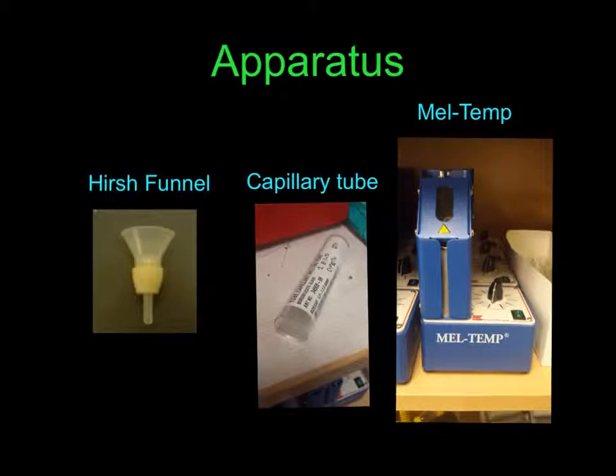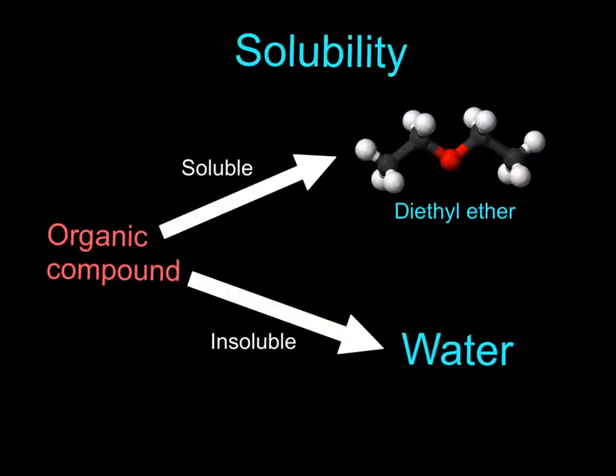Okay, next I'm going to talk about my apparatus. A Hirsch funnel was used to filter the precipitate I collected, and the melting temperature apparatus and the capillary tube were used to measure the melting point of the unknowns. So now we have everything ready. Let's talk about the secret of extraction.